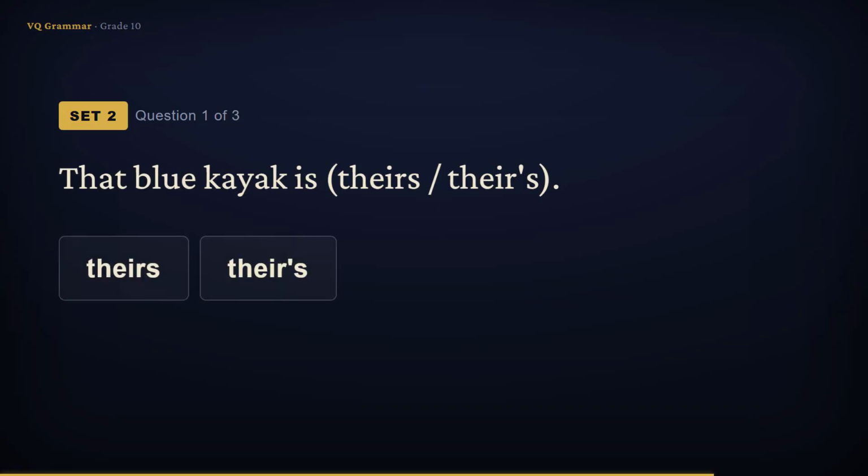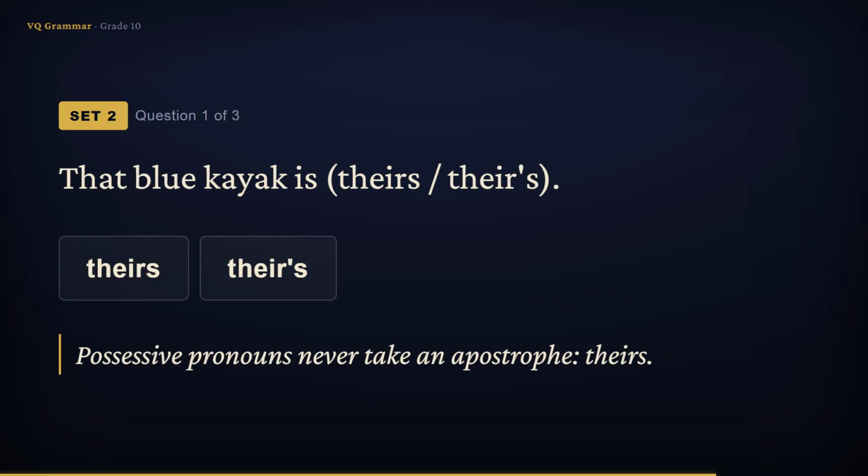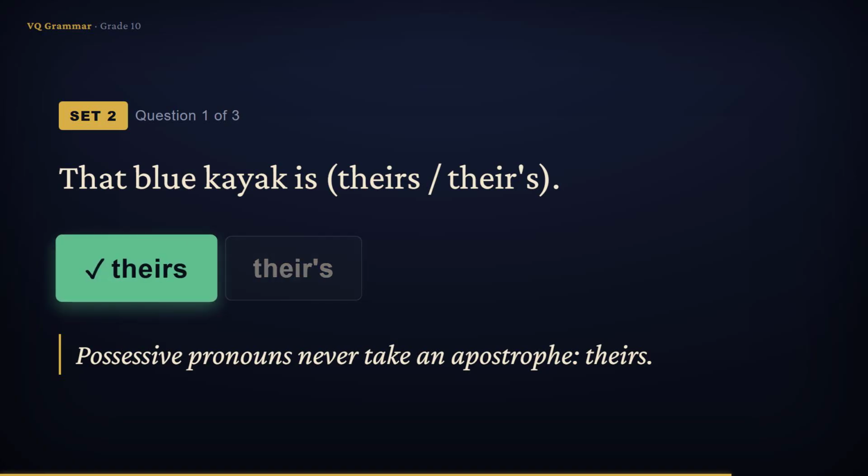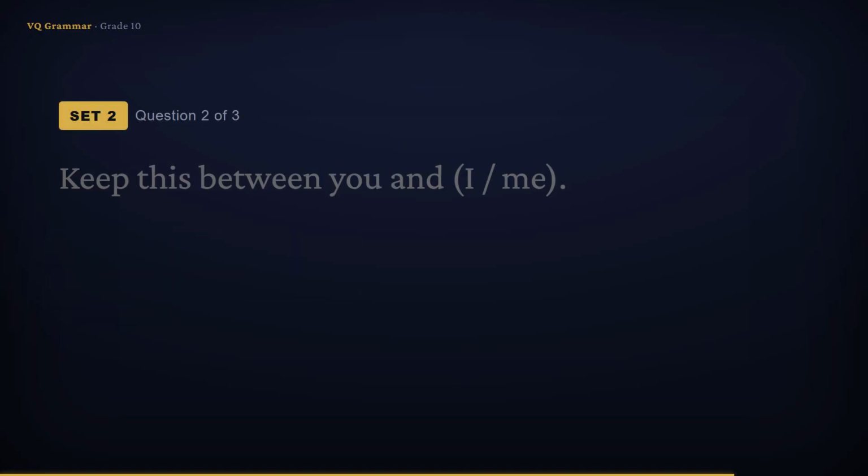That blue kayak is blank. Remember the rule that has no exceptions? A possessive pronoun never takes an apostrophe. So theirs, with an apostrophe stuck in it, is not a word at all. The answer is theirs. Keep this between you and blank.